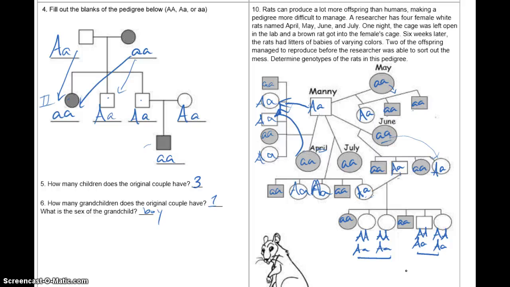And so that rounds out our pedigree practice sheet. So hopefully that clears up any questions that you've had about the pedigree practice.